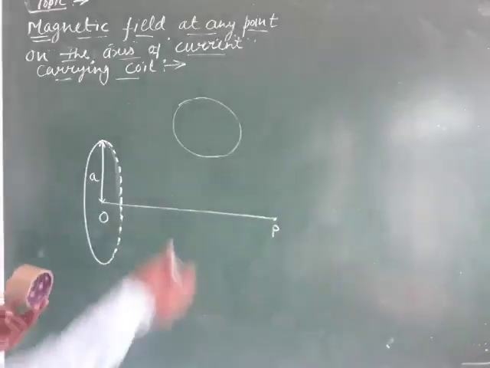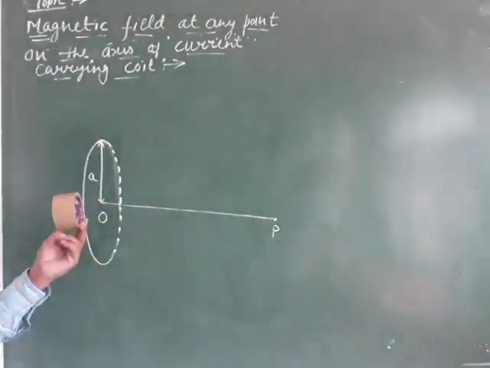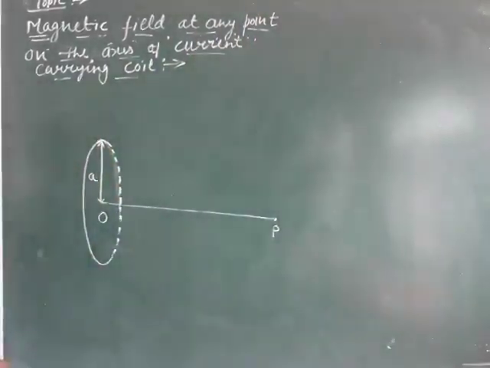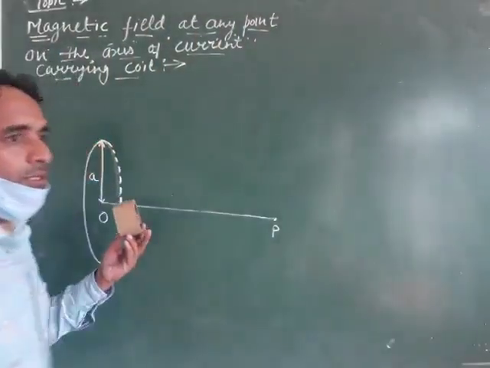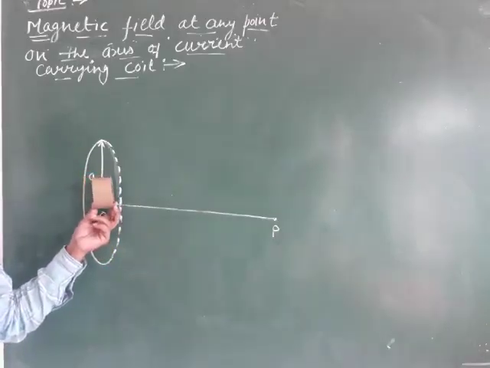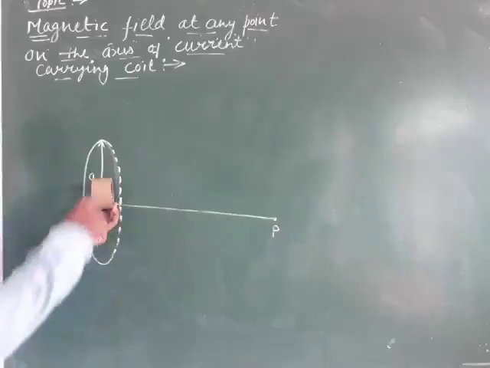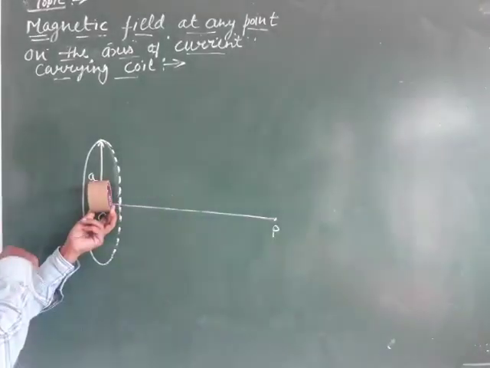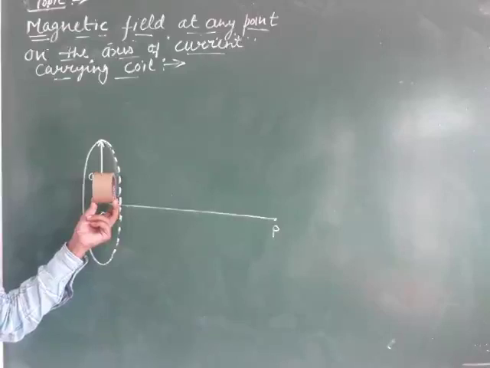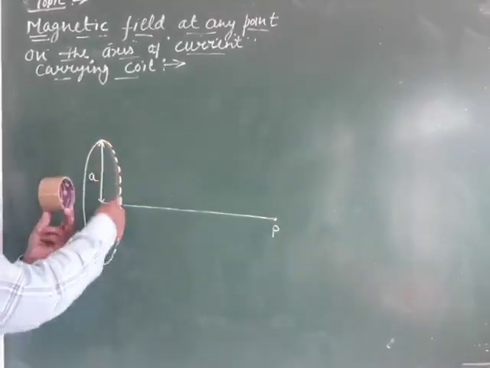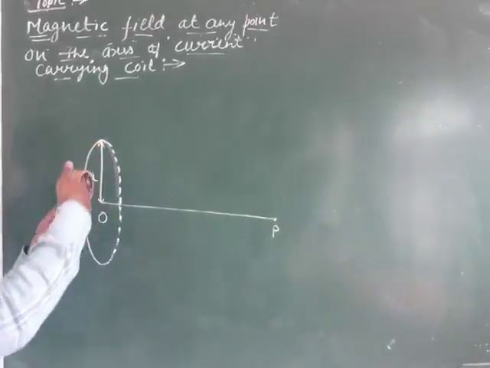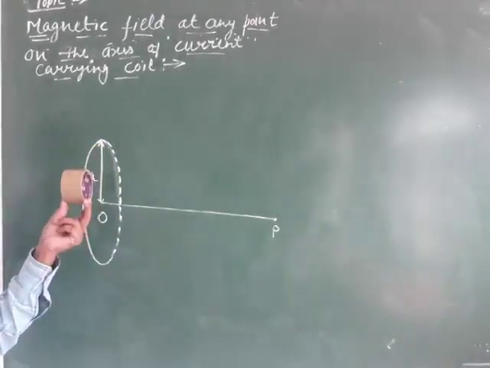So we need to consider a current carrying coil placed like this. This is the plane of the paper, the plane of the blackboard, and you are keeping the current carrying coil perpendicular to this plane of paper. Always keep in mind this is the back side of this coil, and the solid side represents this side of the coil.